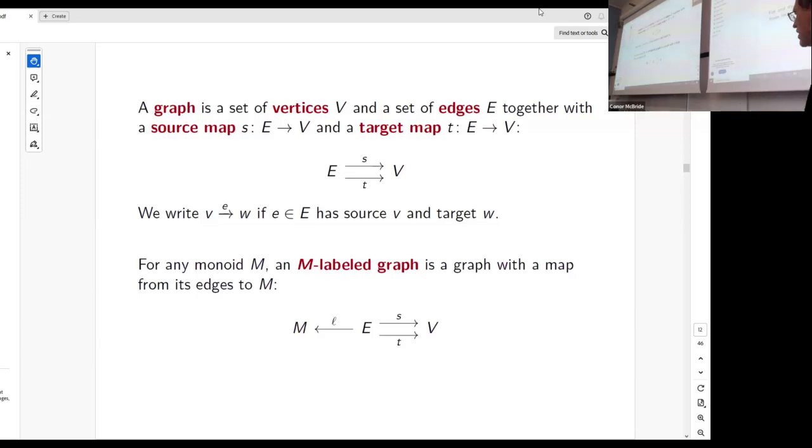Then for any monoid M, you can talk about an M-labeled graph, which is simply a graph that also has a map from its set of edges to the monoid. We'll call that map L for label. So we say that each edge is labeled with some element of the monoid. I want to talk about the math of these things and how it connects to the applications that we've already seen in systems dynamics and systems biology.